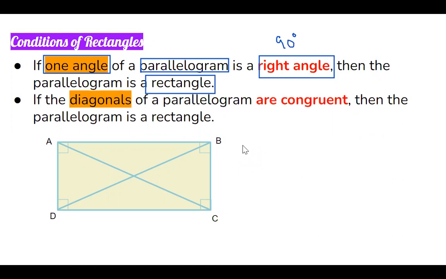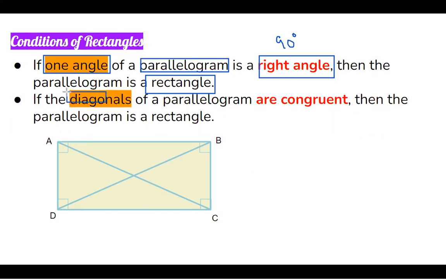My second condition for a rectangle: if the diagonals of a parallelogram are congruent, then the parallelogram is automatically a rectangle. So what do I need to do? I need to prove that my diagonals, in a parallelogram, are congruent. If that is true, then we automatically have a beautiful rectangle. All right, what does that mean? So my first condition, I have my angles A, B, C, and D in my parallelogram.